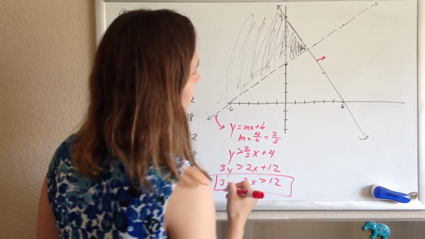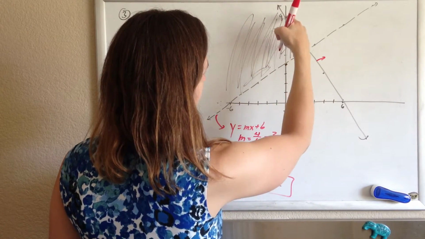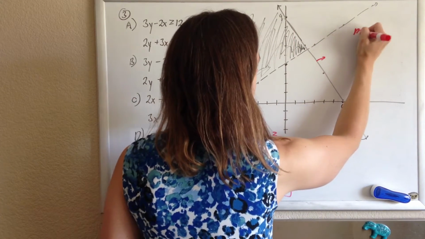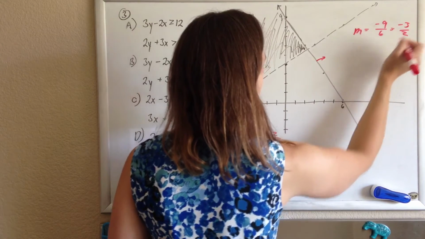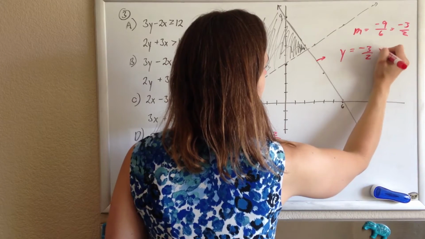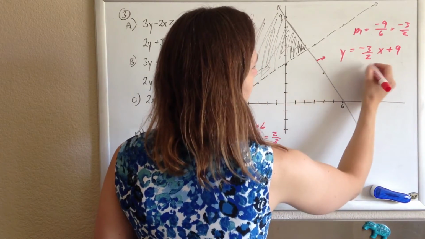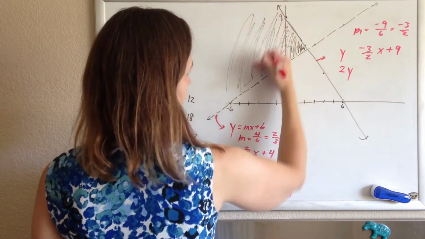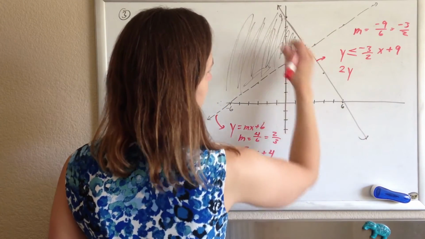This one here has a y-intercept of 9. Slope, we're going down 9 and over 6. So if your slope is down 9 and over 6, you get a negative 3/2. So y equals mx plus b becomes y equals negative 3/2 x plus 9. And it's below the line that we're shading, so it's going to be less than, and it's a nice solid line, so we can equal it.